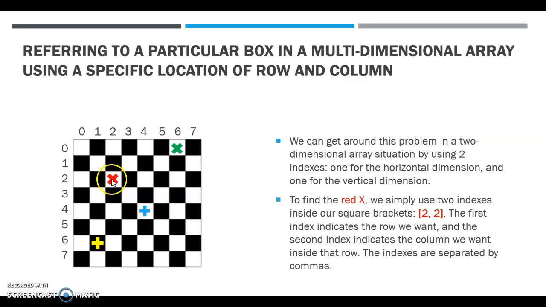So to find the red x here, we simply use 2 indexes inside our square bracket, just like this, 2, comma, 2. The first index indicates the row we want. The second index indicates the column. By triangulating these, we can come up with the information we want. This is how we find our red x. If I wanted to find our blue plus sign, what would I use? Well, we'd look for the 4th row, so that would be 4, and then column 4, so it would be 4, 4. Again, the indexes are separated by commas inside these square brackets.